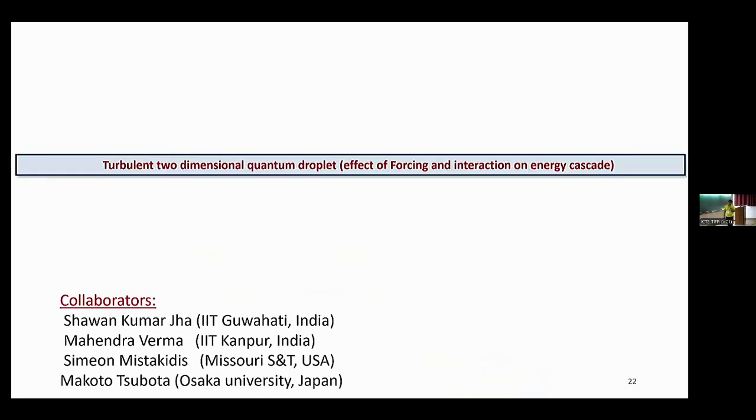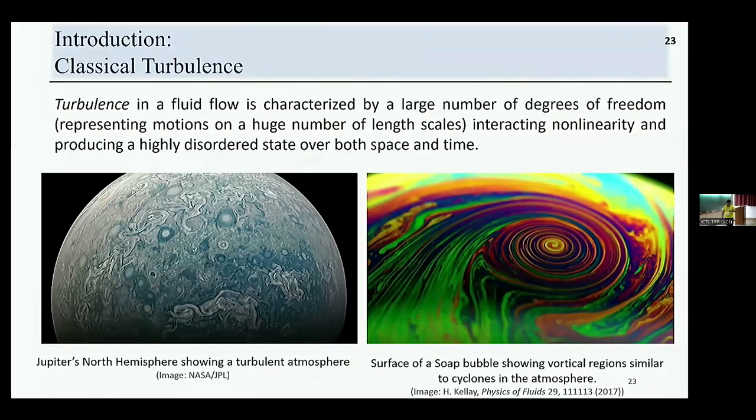So before going on to the next topic, that we basically want to address from the point of view of what will be the turbulent energy cascade for quantum turbulence. And this work has been done by Savan, who is sitting here, a PhD student, and Mohan Verma, Simeon, and Makoto Tsubota. So here, we basically have in mind that we have turbulence features all around in nature.